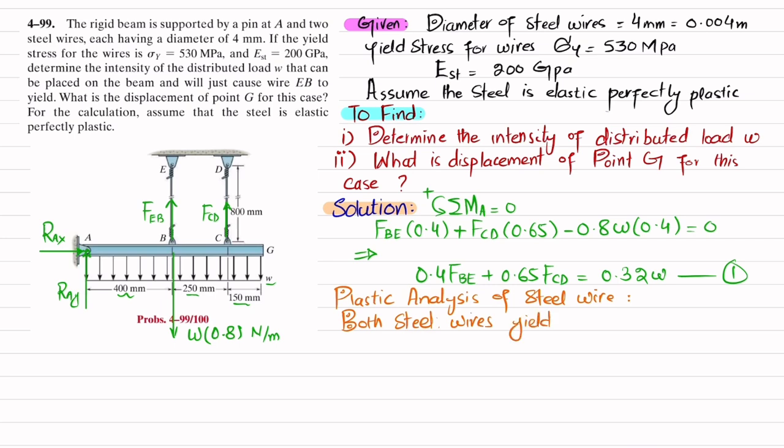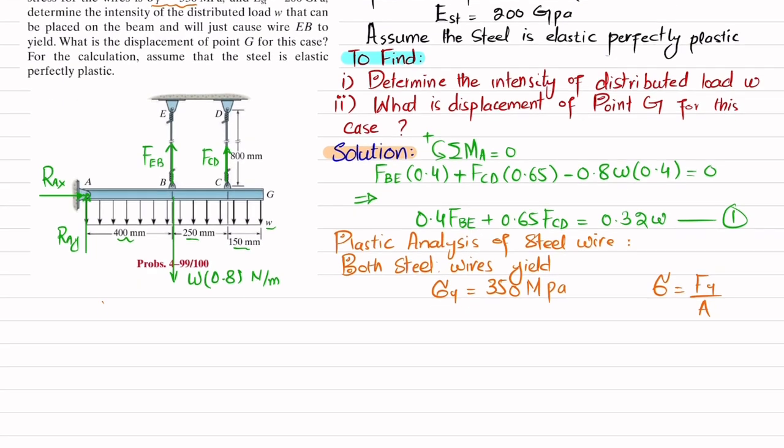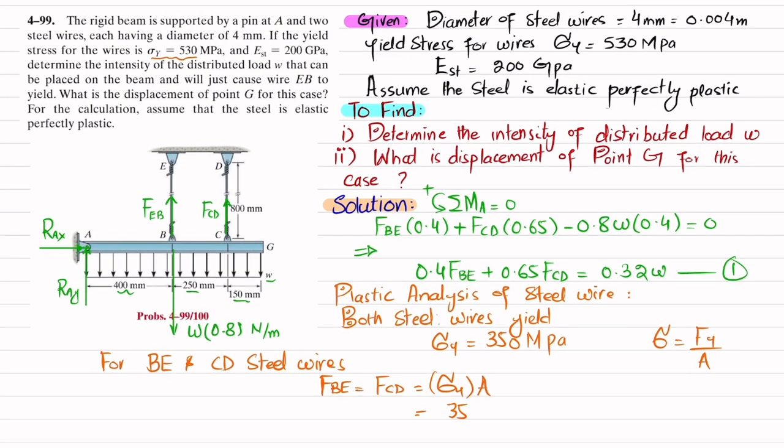For that we have been given the yield stress, which is 530 megapascal, and we know that yield stress is equal to yield force divided by area. So for the BE and CD steel wires, the yield forces will be F of BE equal to F of CD, because both have the same diameter. We will have the formula sigma y into its area. So you have sigma y, which is 530 megapascal. Sorry, I said 350, this is 530. Correct it as well.